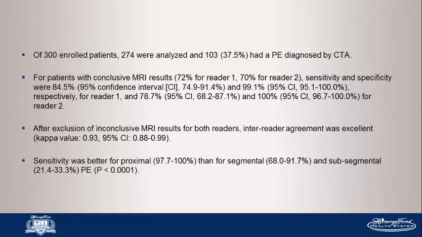Now, the caveat that makes MRI not a great choice: first of all, about 30% of the images were not conclusive. And two, it's not as good as the PEs get smaller. It's great for proximal, with sensitivity about 97 to 100%, but if you go to segmental and subsegmental, there is a dramatic drop in the numbers. It goes as low as 33%, so not very great.